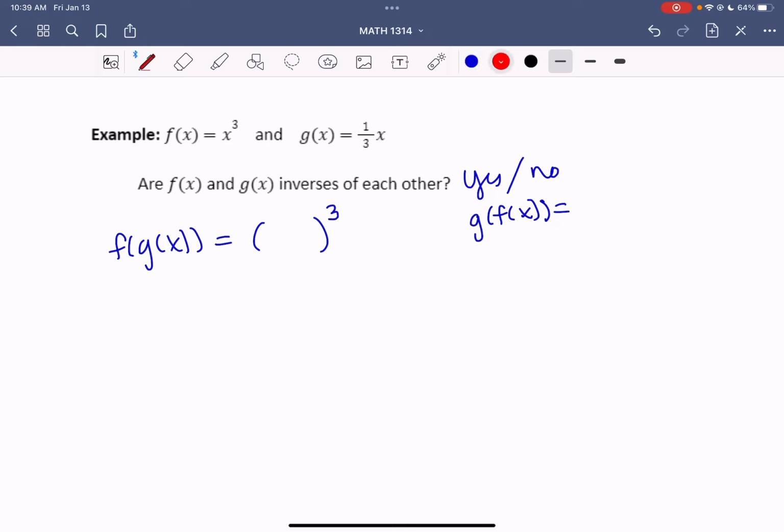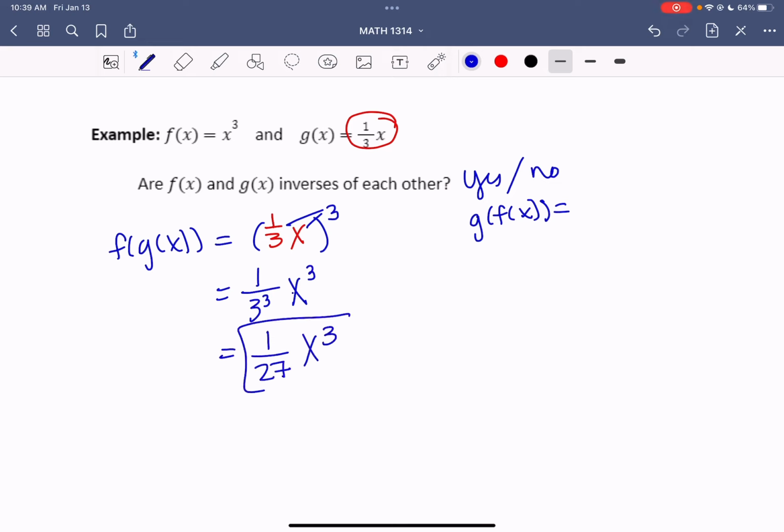And so again, F is going to be our template. So we're going to have something cubed. What is that something going to be? It's going to be your G equation. So 1/3 X. Since there's no addition or subtraction here, you just distribute that cubed. So it gives me 1/3 cubed, X cubed, which gives me 1/27 X cubed. Now, that is not a singular X. So already I can tell you, no, these are not going to be inverses. But for inverse sake, let me show you how the other one works out.